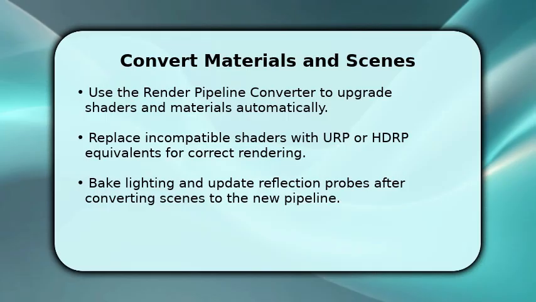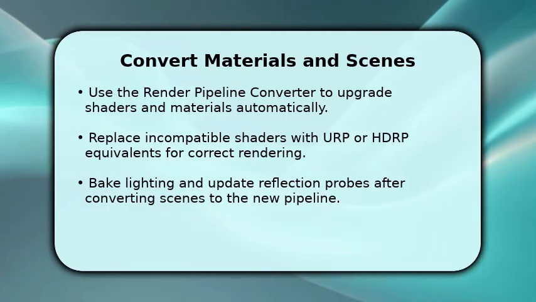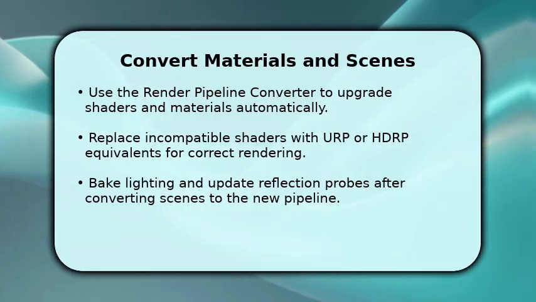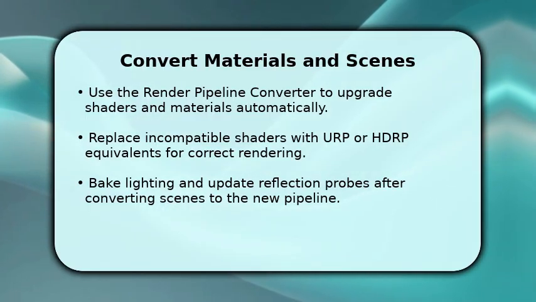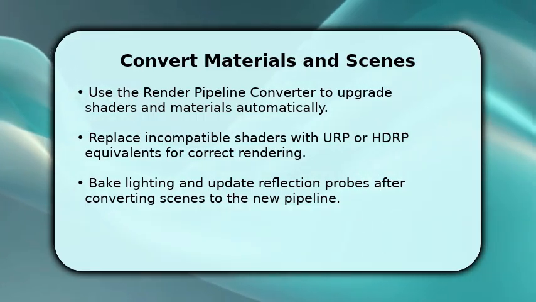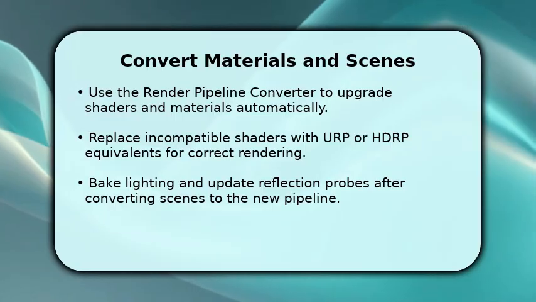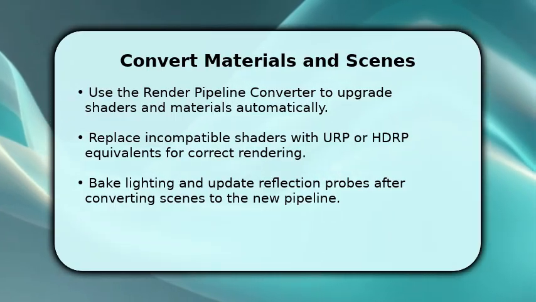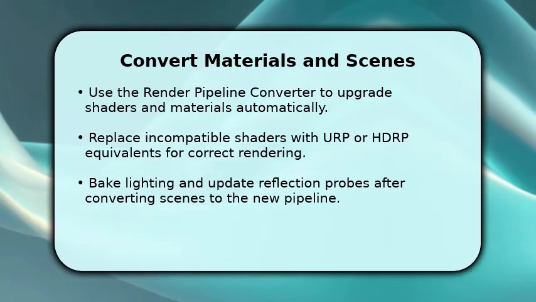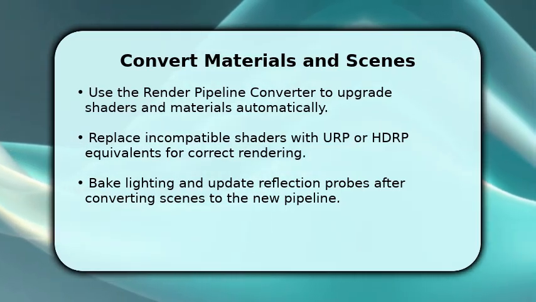Run the Render Pipeline Converter tool to upgrade project materials and shaders. The tool replaces built-in shaders with pipeline-compatible equivalents automatically in most cases. Review materials manually where converters cannot map custom shaders correctly. Reassign or convert materials that used surface shaders to the correct URP or HDRP shader graphs.